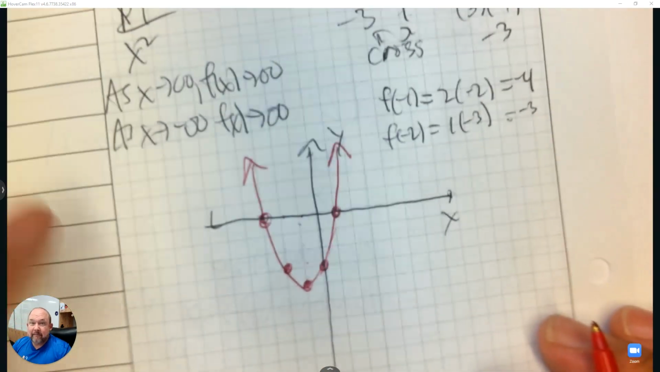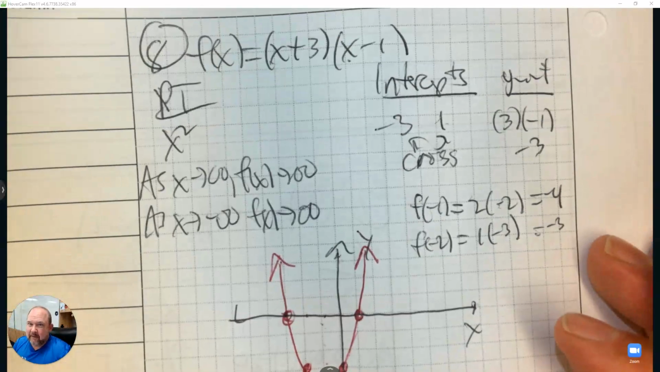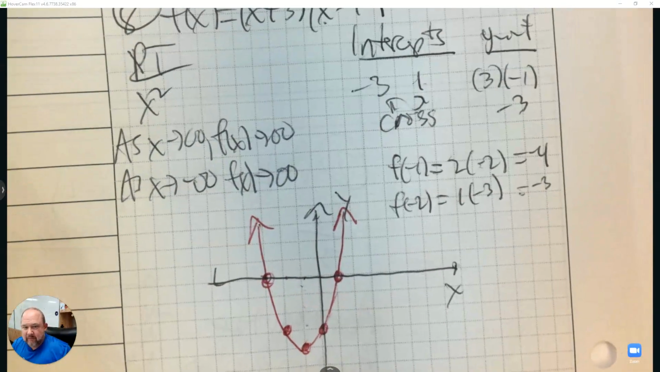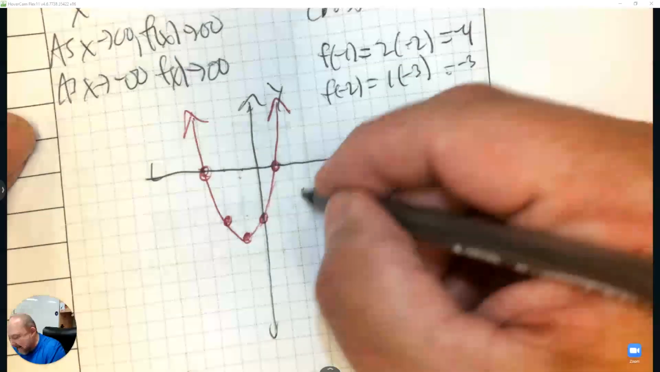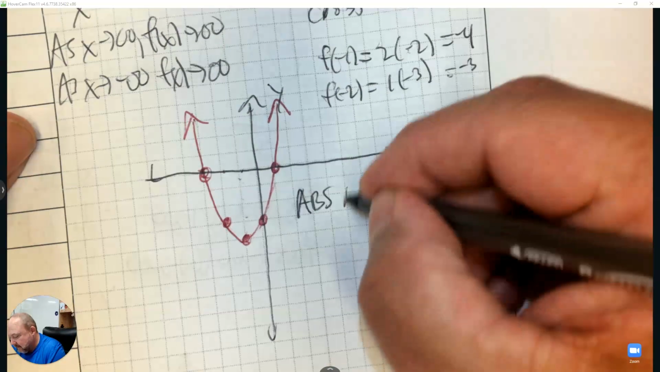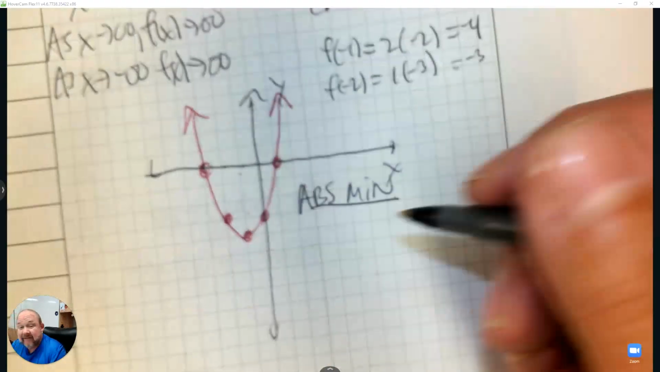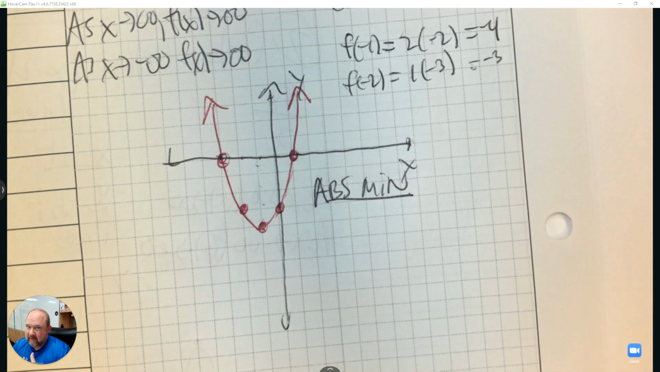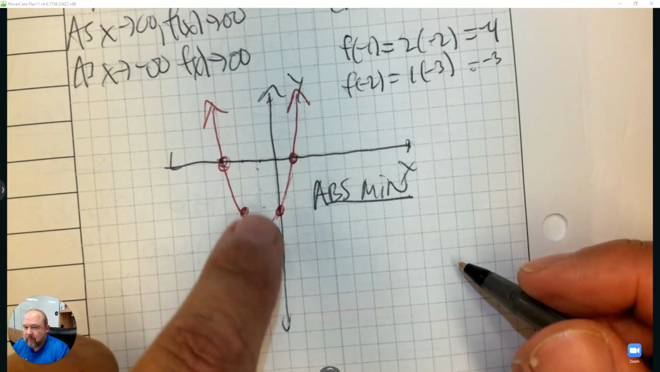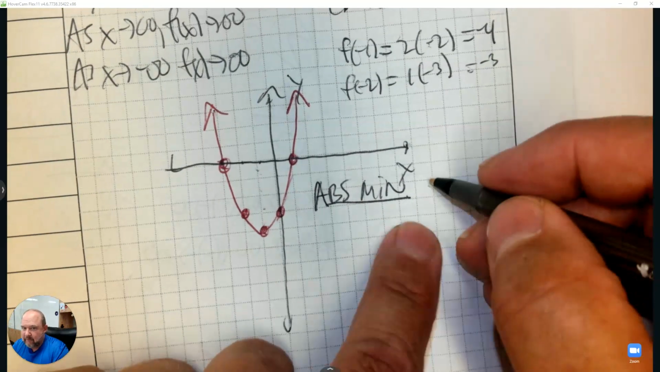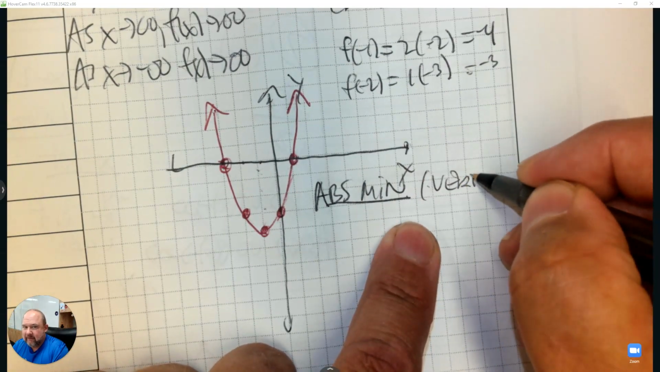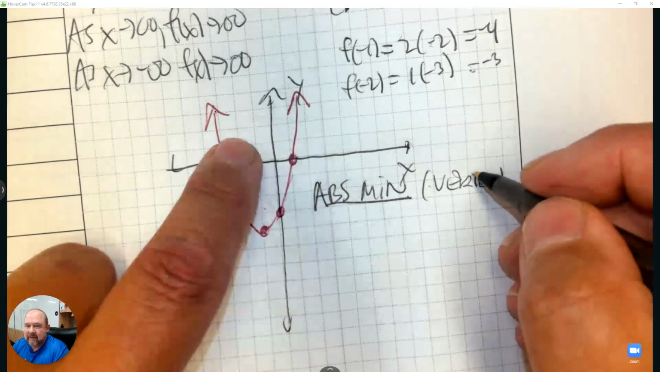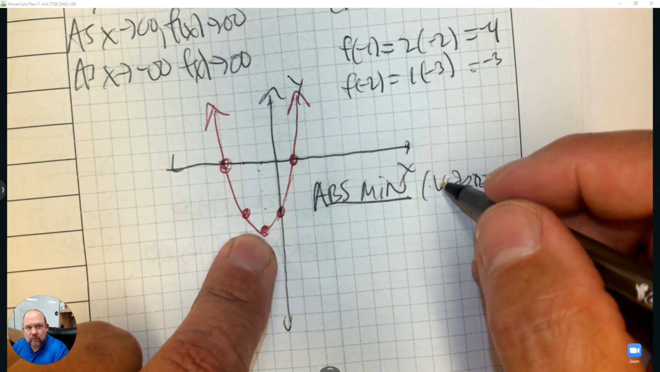This looks like a parabola because it is a parabola. And that turning point is actually an absolute minimum. The reason I changed that word is because it's the lowest point of the graph. Relative means there's other points that are higher or lower than it, just in its area, it's small or big. Here, there's no other points lower than that. So an absolute min, we can also call it the vertex. And so that point is at negative 1 and negative 4.